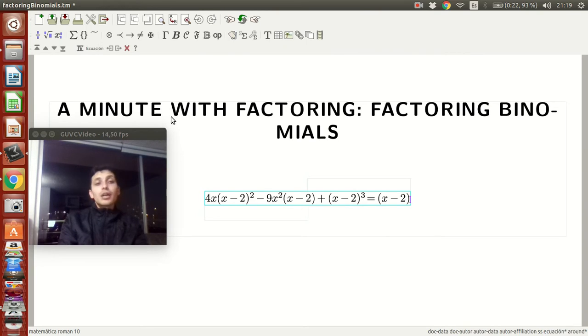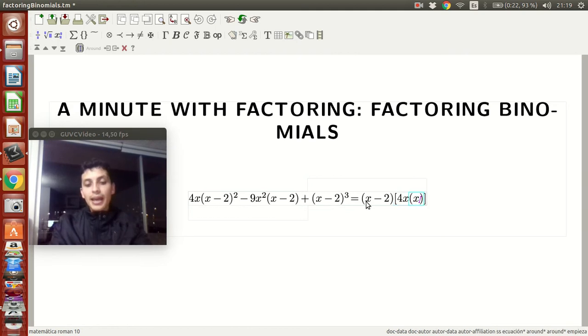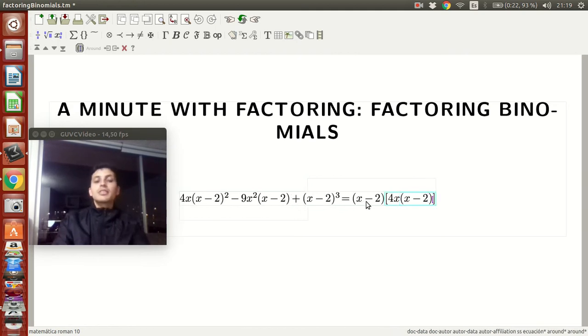Then you have to open a parenthesis that tells you what are the factors that are needed in each term. In this case, we have 4x, and x minus 2 here is to the second power. But as we factor x minus 2 to the first power, we need to write x minus 2 to the first power. X minus 2 times x minus 2 is x minus 2 to the second power.